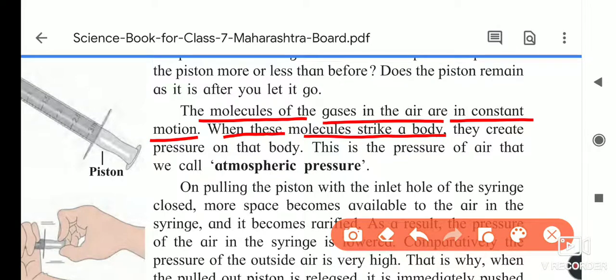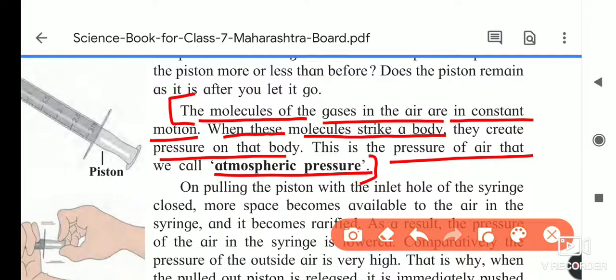So they create a pressure on the body, and this pressure of the air we call atmospheric pressure. What they told you: the molecules of the gases in the air are in constant motion. When these molecules strike a body, they create a pressure on the body, and this pressure is called atmospheric pressure. This is the definition of atmospheric pressure. You have to learn it.